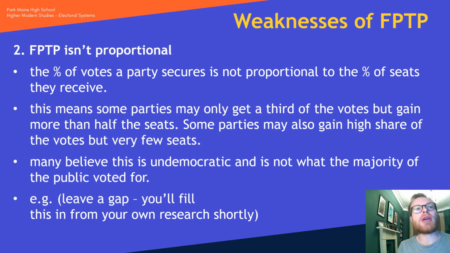Okay, weakness number two is the biggest one of all: it's not proportional. When we say proportional, what we mean is the number of MPs should roughly match up with the number of votes that you get. Maybe not exactly, but close to. And first past the post definitely does not result in that. So some parties can get only a small number of votes but end up with a lot of the seats. And a lot of parties can do the opposite. They can get lots and lots of votes, but because it's spread out across the whole country, they get very few seats. The Green Party is a very good example of that.